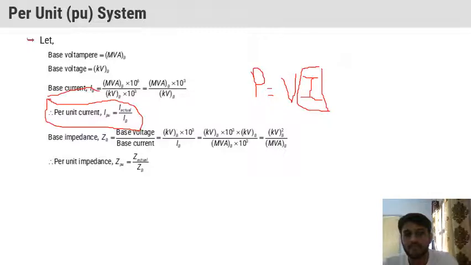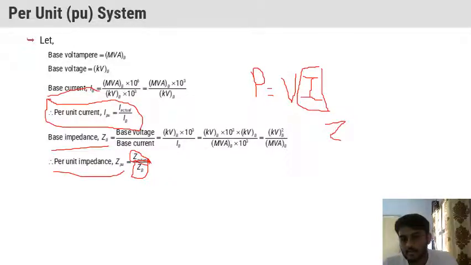Then we want to calculate the base impedance, because to find the per unit impedance we need this base. We already have the actual value of impedance, but we want the value of the base impedance. In that case we have to calculate it, because we don't have a ready-made base value of impedance. So how can we derive it? The normal equation of impedance, or resistance, is V upon I, so voltage divided by current.